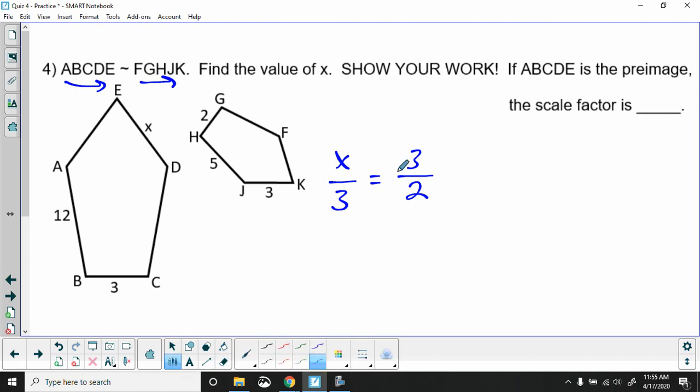3 times 3 is 9. Then we have 2x. 2 times x is 2x. Divided by 2. And we get 4.5.